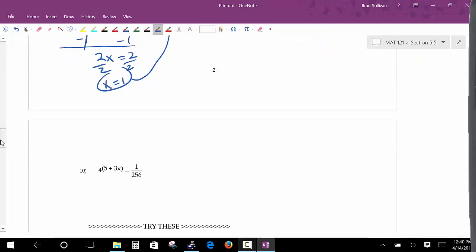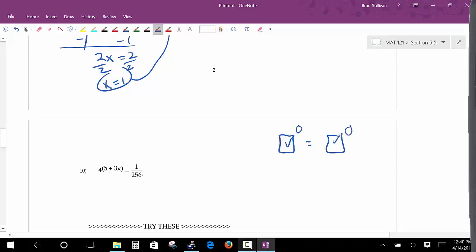But it's got the same idea. It's all based on the same idea. All right, the first thing is, again, you're looking for this. You want the bases to be the same. And if those bases are the same, then so are the exponents.